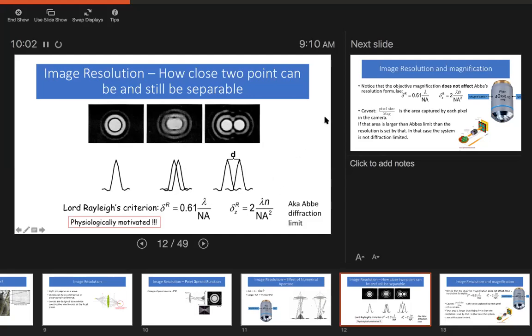Okay. Sorry, what is N? Oh, sorry. N is the refraction index of your media. The refraction index of air or vacuum is about 1. Water is about 1.3. Oils can be 1.5 to 2, depending on what you're using.